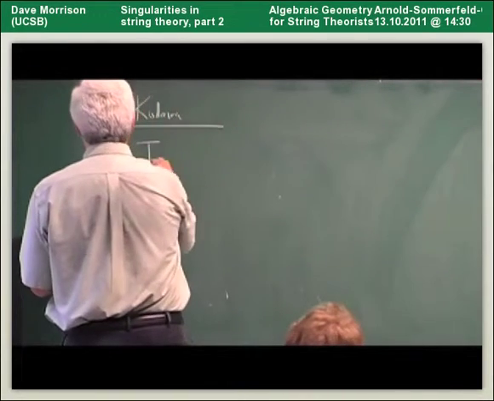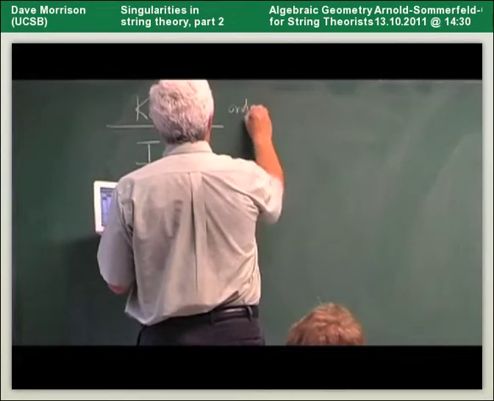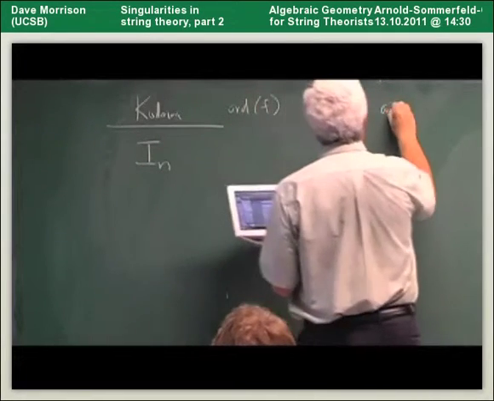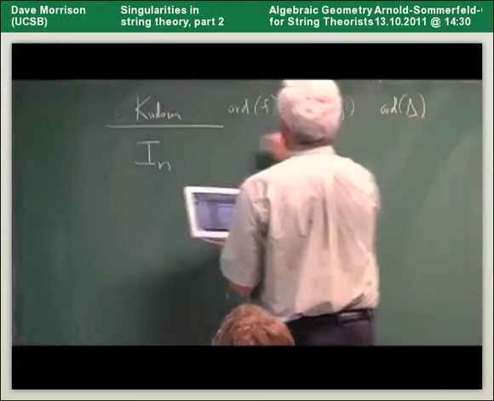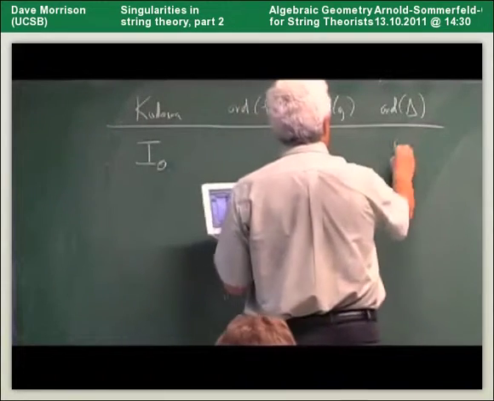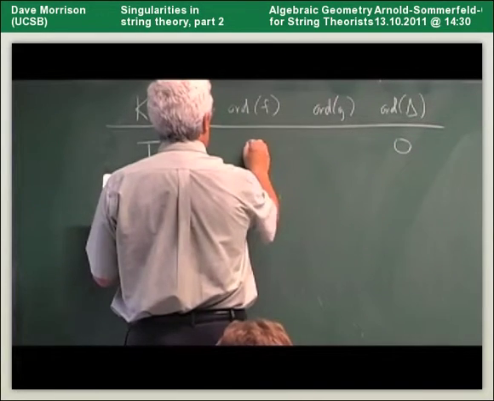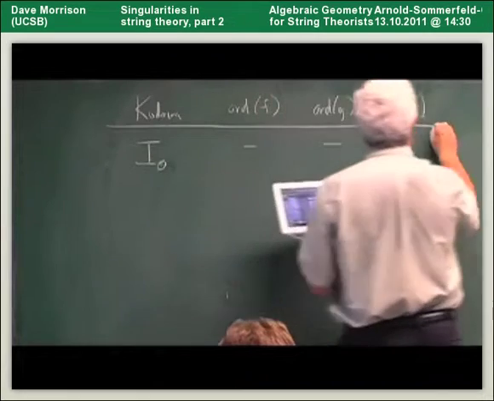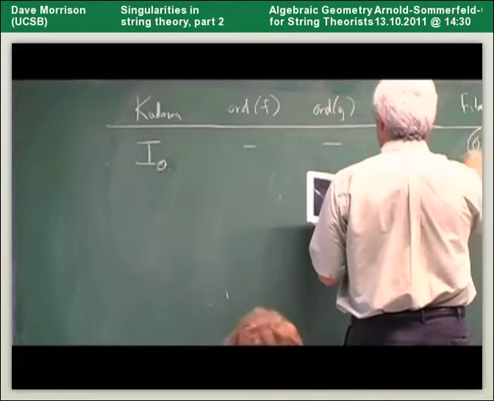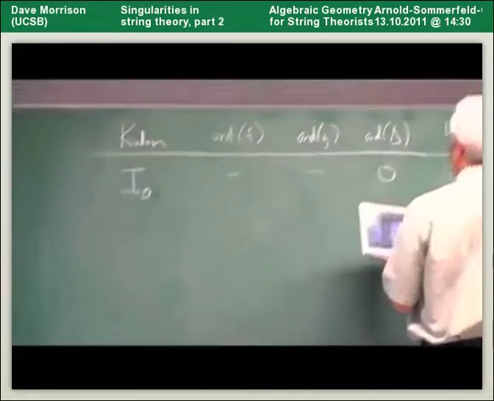And the first one is called I sub n. And I'm going to measure the Kodaira type by the order of vanishing of F, the order of vanishing of G, and the order of vanishing of delta. Well, the first Kodaira type is the boring one, where delta doesn't vanish. I don't really care if these vanish. And the fiber looks like an actual elliptic curve. No problem.